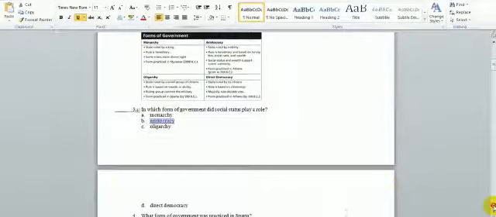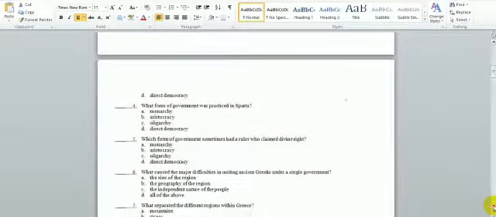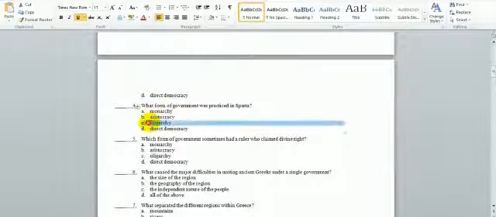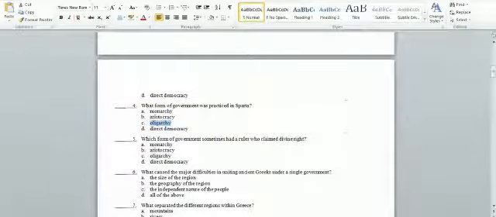Number 4, what form of government was practiced in Sparta? Monarchy, aristocracy, oligarchy, direct democracy. Of course it was oligarchy. A minority of people are ruling the country, the elite minority.